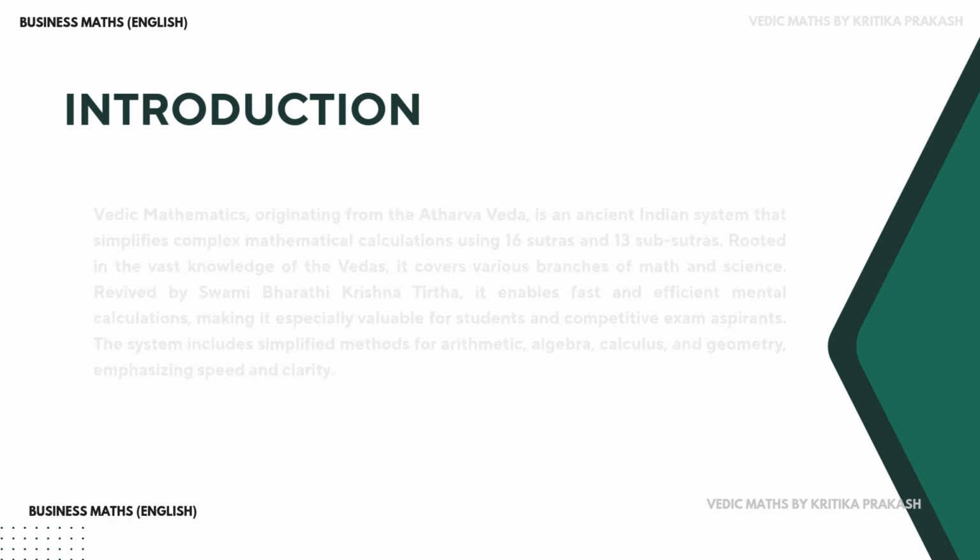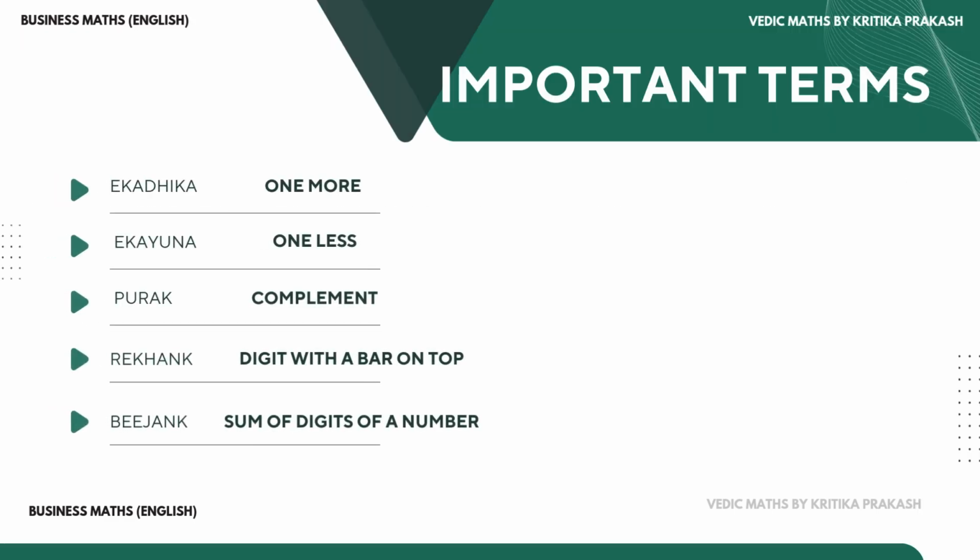In this session, we are going to explore the 5 major concepts. First, Ekadika, which means one more. Second is Ekayona, which means one less. Third is Purak, which means complement. Fourth is Rekhank, which means bar representation. And fifth is Beejank, which refers to sum of digits. We would be studying about these concepts in this video.